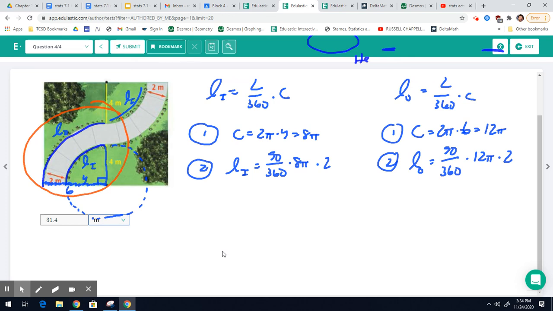So again, best of luck on this. Hopefully, the word problems I provide you, you're able to do. Just make sure you identify the picture, what you need to find, and just break it down like this.